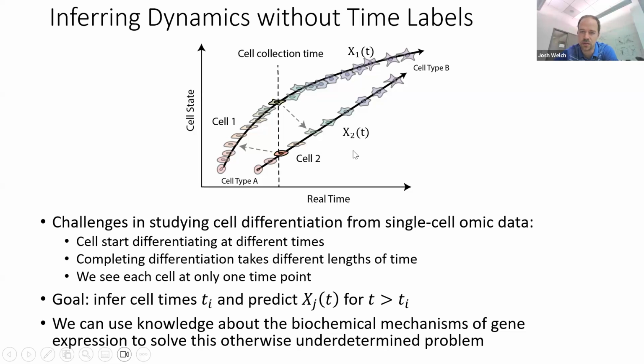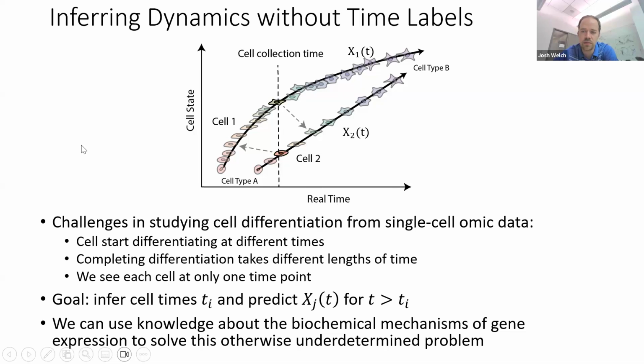But what we can actually do with single cell sequencing, for example, is freeze the process at a point in time, and cells may be at different points on their journey at that point in time. And we can measure this vertical slice of the population of differentiating cells. This makes it challenging because the cells start their journeys at different times. They take different lengths of time to get to their destination, and they're potentially ending up at different places. And so this is a challenging problem.